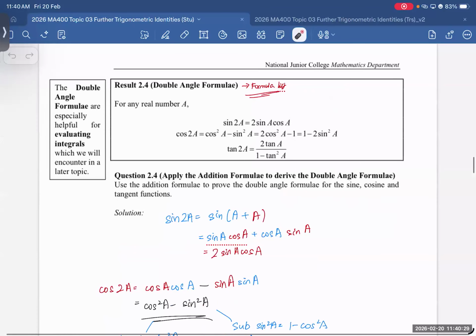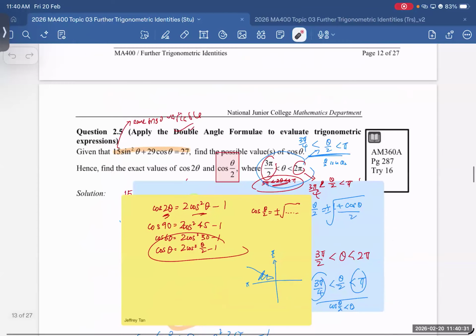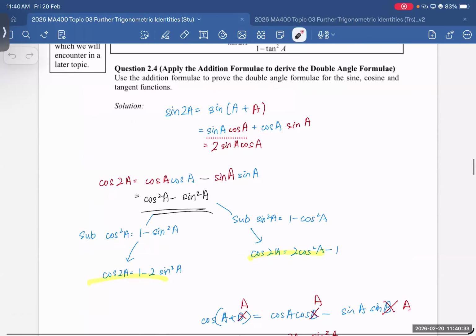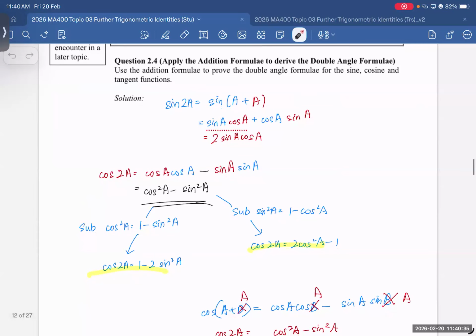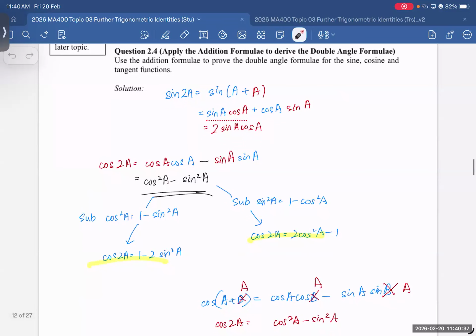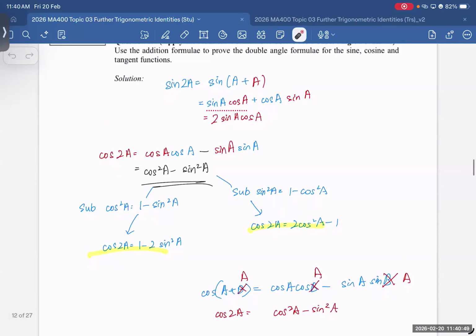In question 2.4, we have done the proving. I hope you are done. Maybe I just do a quick check. Who has done up to 2.4? Who has not done 2.4? Who has not done 2.3? Who has not done 2.5? Up to 2.5. Who has not done 2.6?